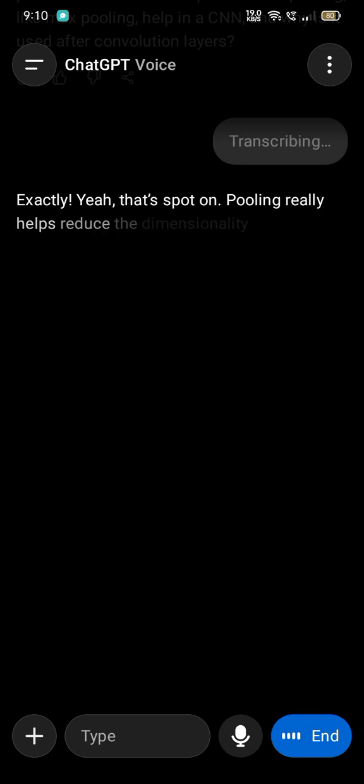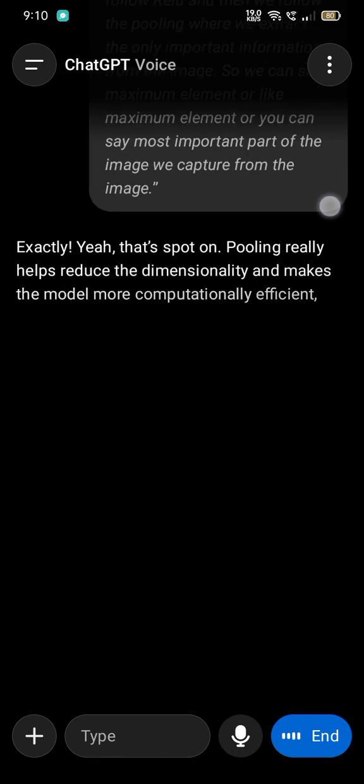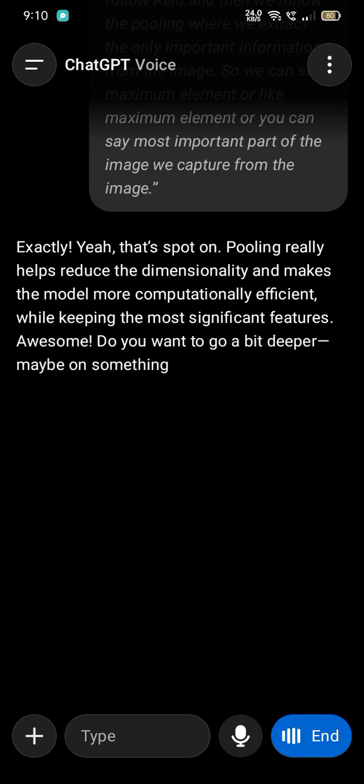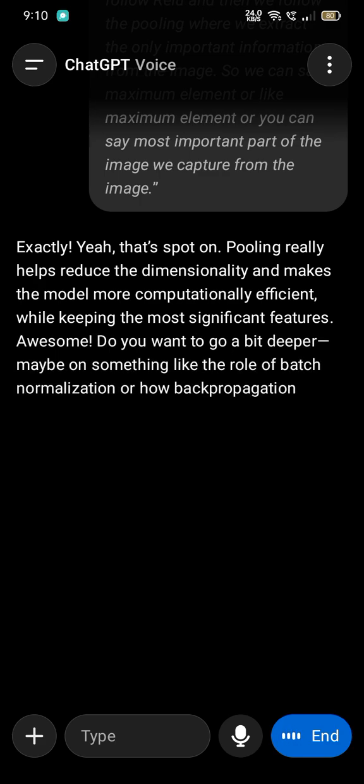Exactly, that's spot on. Pooling really helps reduce the dimensionality and makes the model more computationally efficient while keeping the most significant features. Awesome. Do you want to go a bit deeper, maybe on something like the role of batch normalization or how backpropagation works in a deep network?